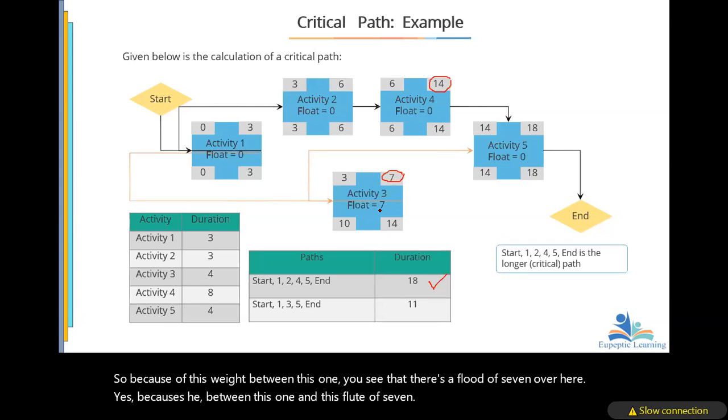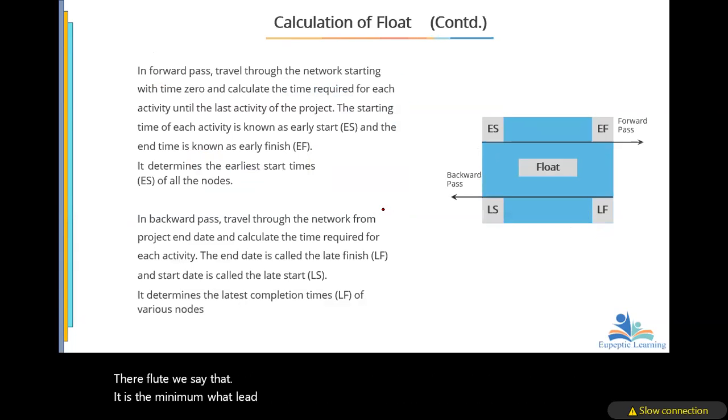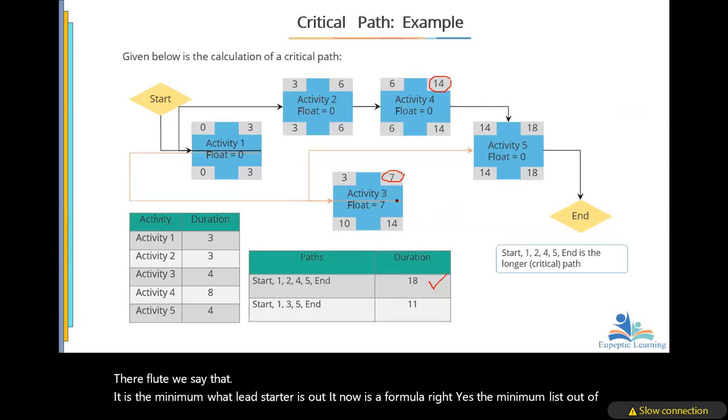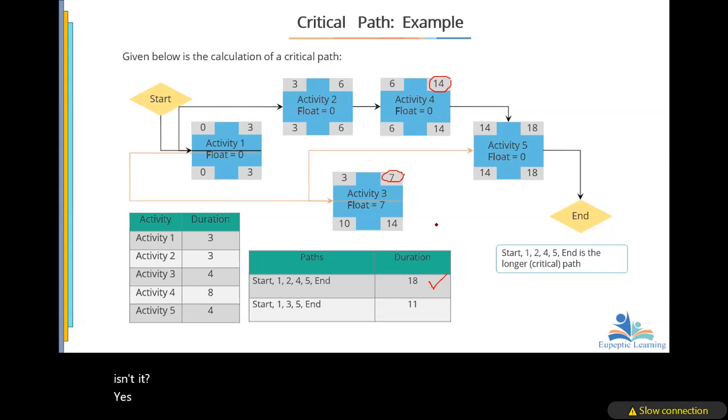So if we are going to calculate the float, we say that it is the minimum late start of all successor activities. And we know that the successor activity of activity 3 is just activity 5. So the late start of it is 14.